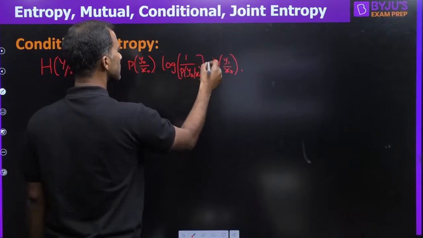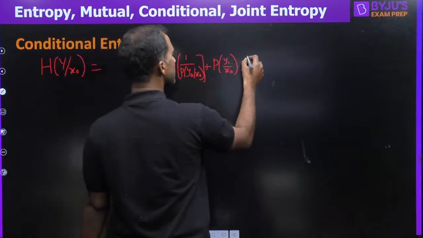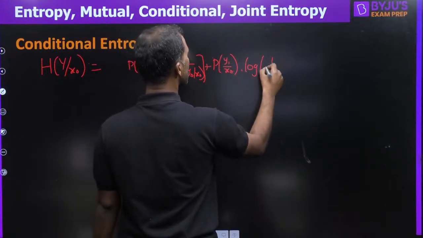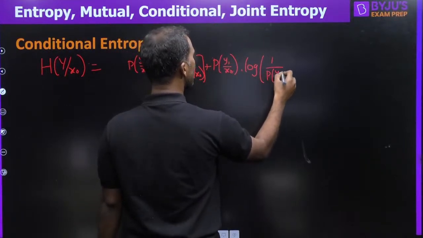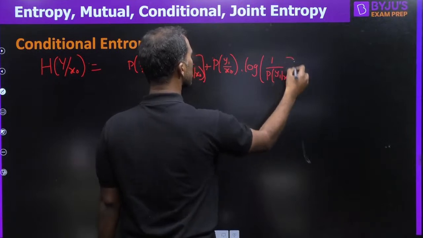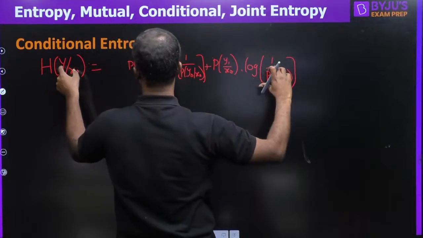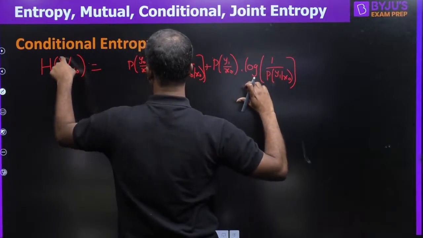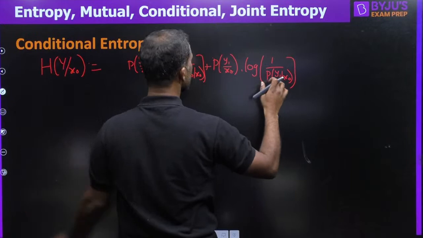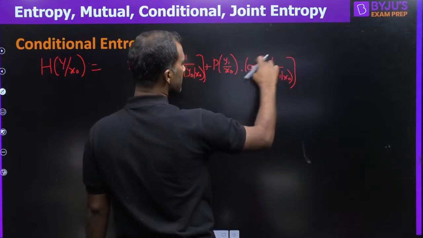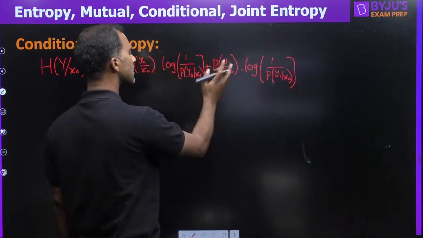And how to find the average? Just multiply the corresponding probability. Similarly for this probability also find the information, logarithm of 1 by p of y1 given x naught. The conditional probabilities involved here are y naught given x naught and y1 given x naught. Those are the symbols. So for those symbols, find the information first and then average them by multiplying with the corresponding probabilities.